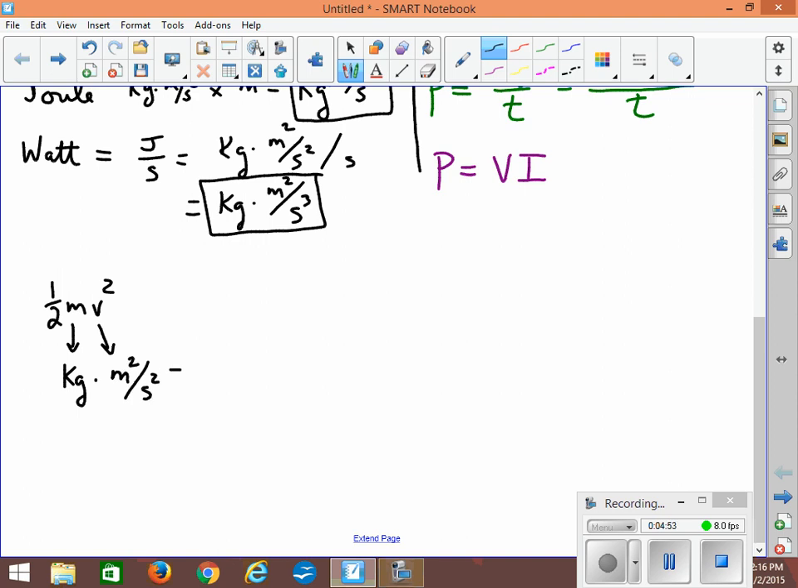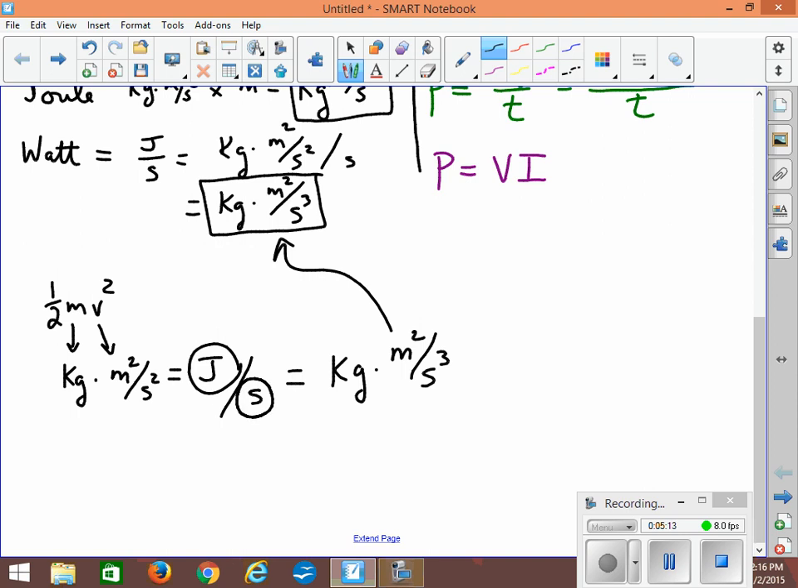So that's giving us a joule when we do energy. And of course, if we divide that by a second for joules over time, we get kilogram meters squared per second cubed, which is the watt. So a change in kinetic energy is a change in joules over a time, producing the unit for power, which is the watt.